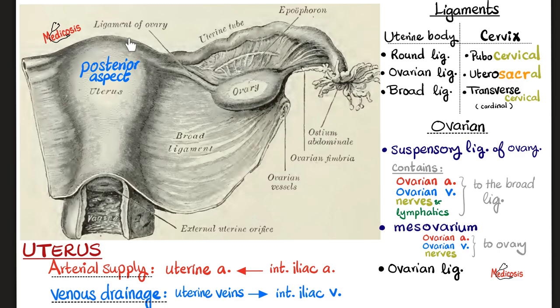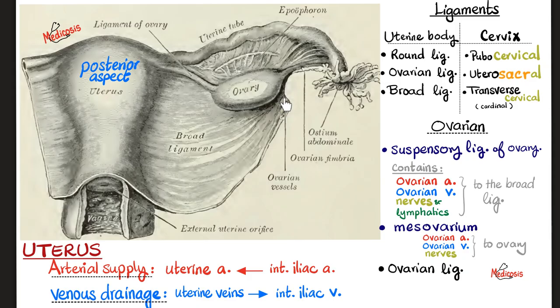There is a pouch in front of the uterus. It's the uterovesical pouch. There is a pouch behind the uterus. That's the pouch of Douglas, also known as rectouterine pouch. And then there are more ligaments, 3 related to the uterine body, 3 related to the cervix of the uterus. And now let's talk about ovarian ligaments.